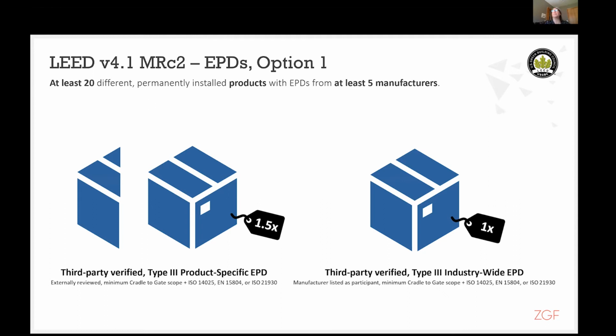The most common EPDs that you'll find are these type 3 product specific EPDs. Those are the ones you want because that's getting right down to the actual products, not an industry-wide, and they're third-party verified. Those count as 1.5 products. So you can see that counting to 20 is not that hard.